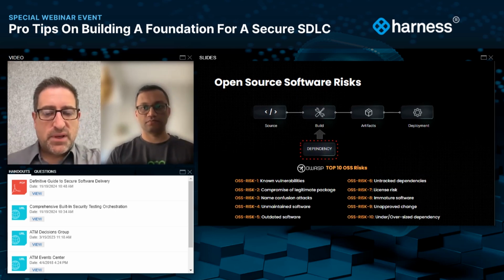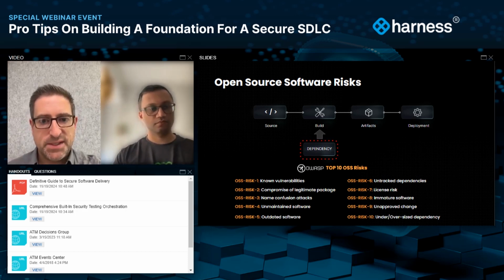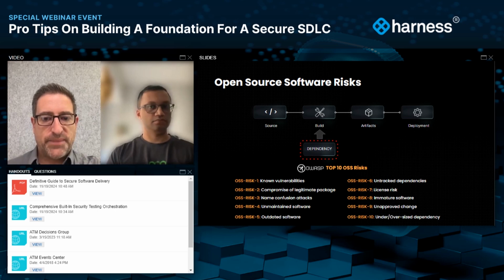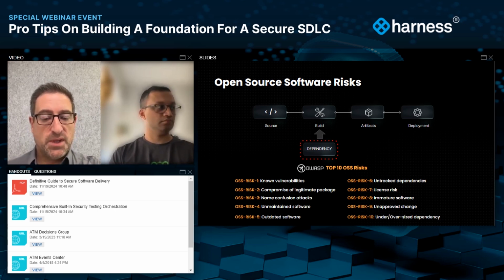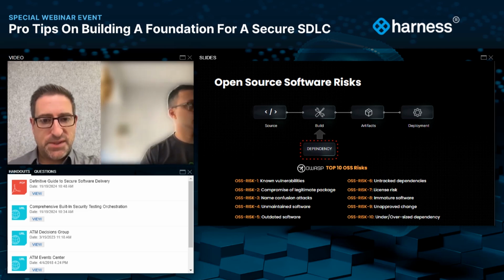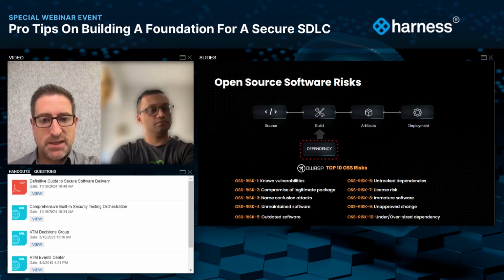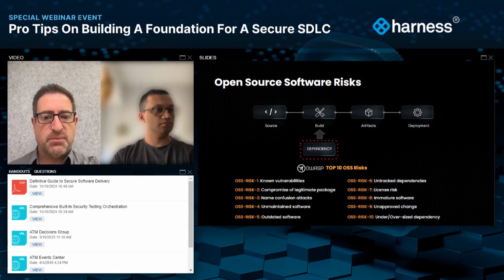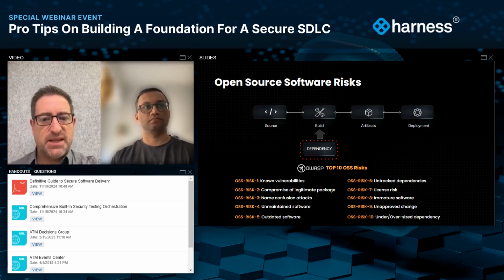There are a variety of risks. Looking more closely at the types of things you need to protect against when it comes to open source software, the dependencies that you use to build your code, here's a list of the top 10 open source software risks from OWASP. So clearly there are known vulnerabilities, CVEs, that you need to be able to detect and remediate. Packages could be compromised, with techniques involving changing names slightly to cause confusion.